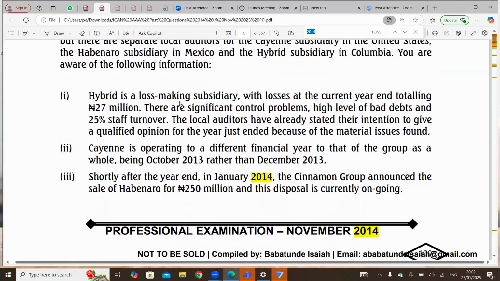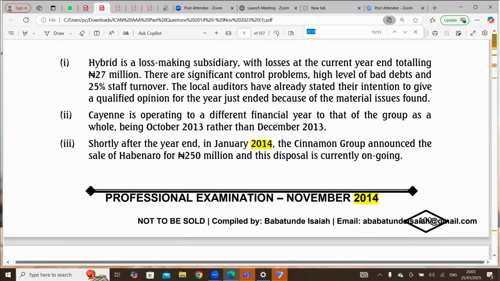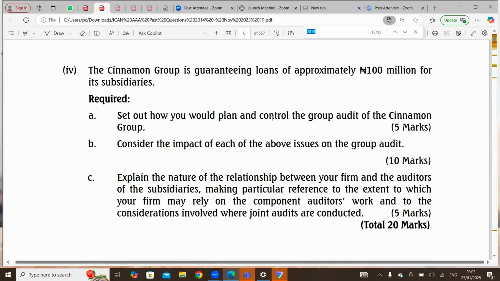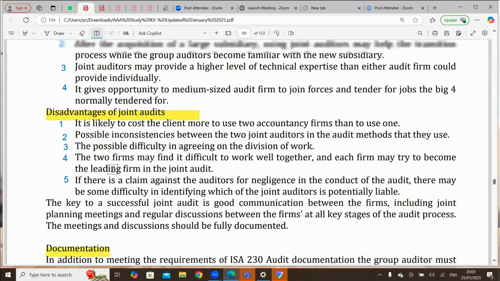You are aware of the following information. Hybrid is a loss-making subsidiary with a current year loss totaling 27 million. There are significant control problems, a high level of bad debt, and 25% staff turnover. The local auditors have already stated their intention to give a qualified opinion for the year because of the material issues found. So you should consider how you want to plan and control the group audit.